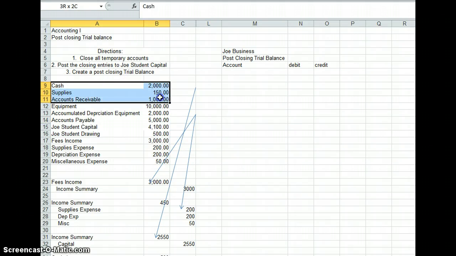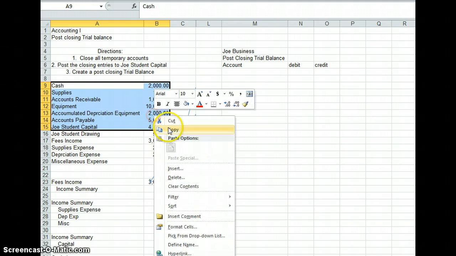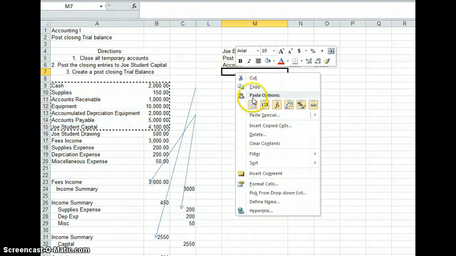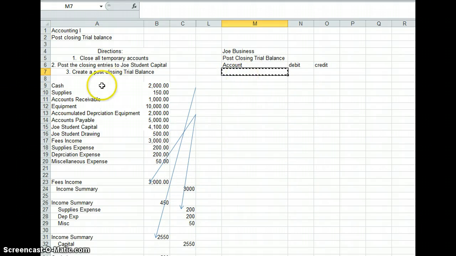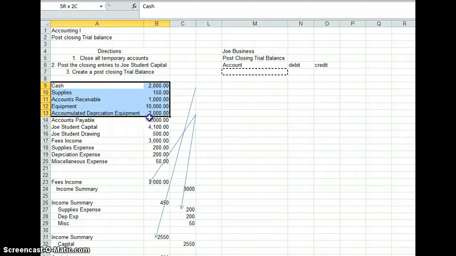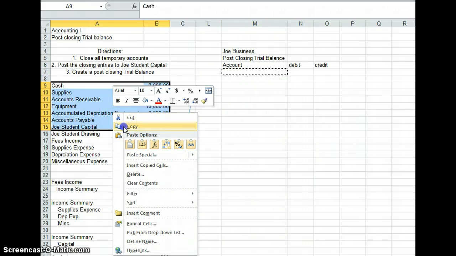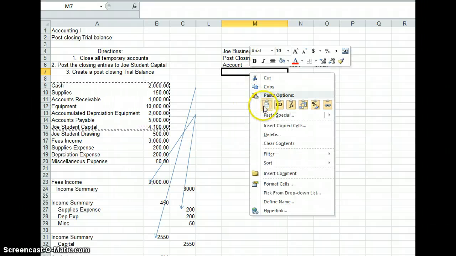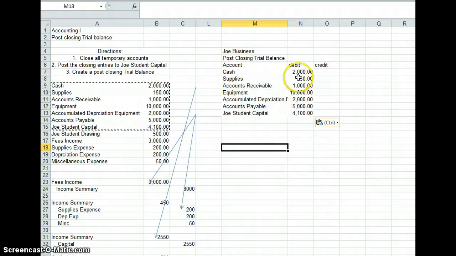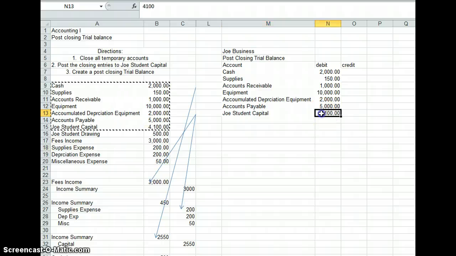So I'm going to copy them. I'm going to copy them all over. So I'm going to put the amounts right here, and I'm going to copy them over and paste them. And then you can see that we have all the amounts in the debit and credit column, which is not going to work very well for us. So we're going to have to figure that out. And I'm going to delete the capital amount because that account actually is changed during the closing process.